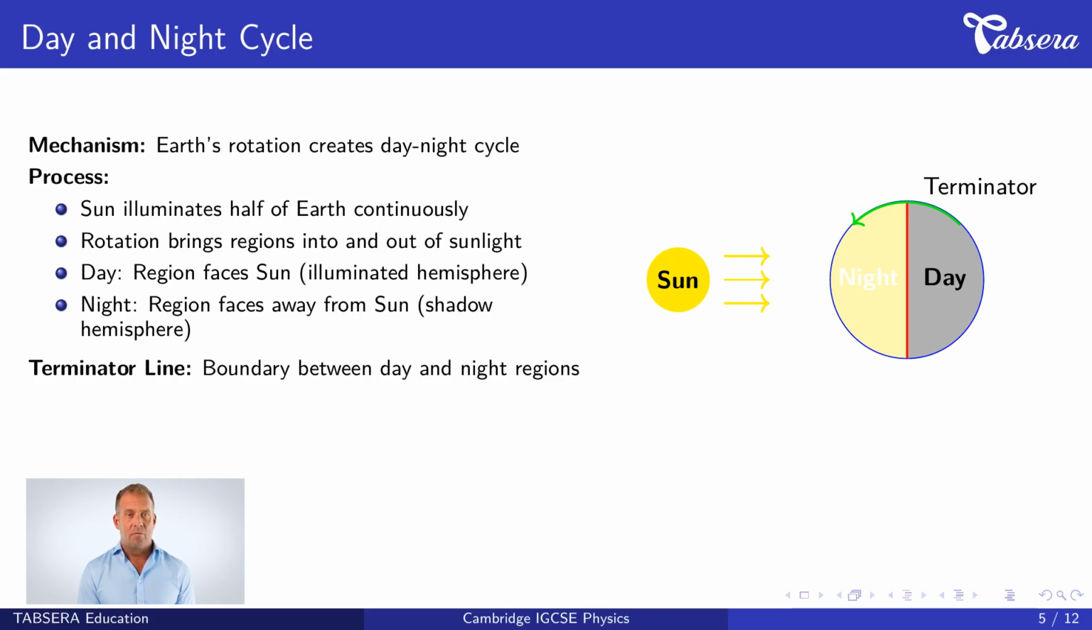During day, a region faces the Sun and receives direct sunlight, creating the illuminated hemisphere. During night, the same region faces away from the Sun, lying in Earth's shadow hemisphere. The terminator line marks the boundary between day and night regions. This line moves across Earth's surface as our planet rotates, creating the progression from day to night that we experience. The diagram shows this process clearly, with the yellow area representing day and the dark area representing night.